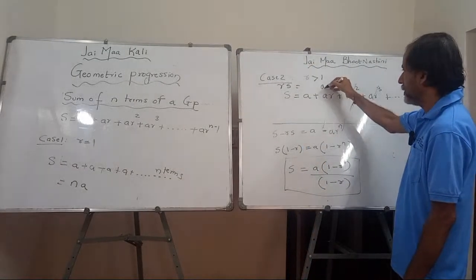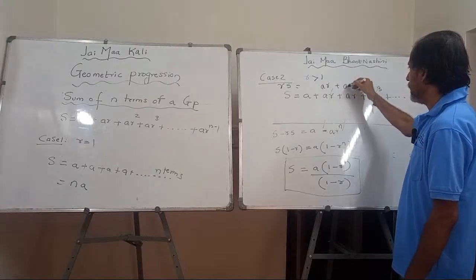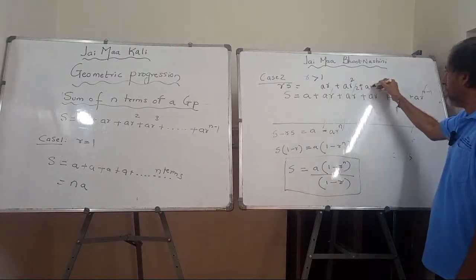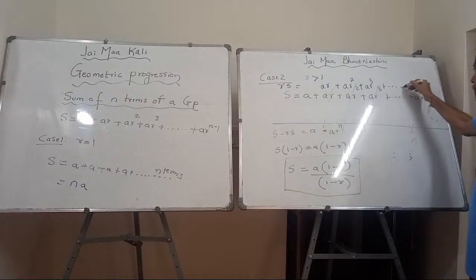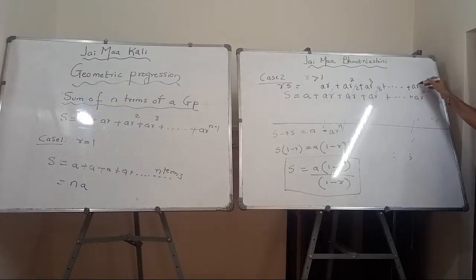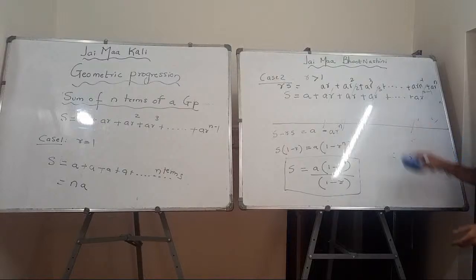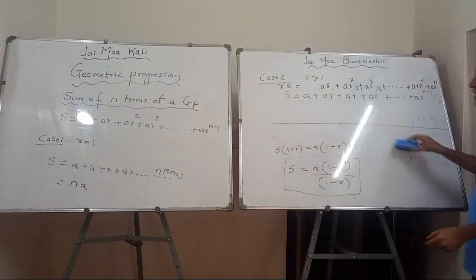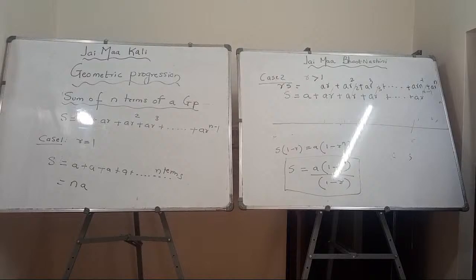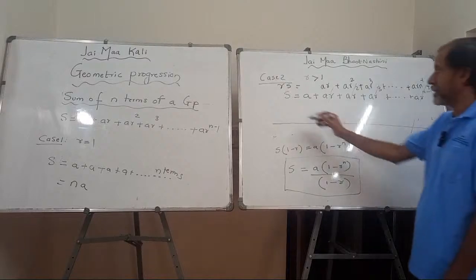So this is AR plus AR square plus AR cube plus up to AR n minus 1 plus AR n. Is it right? Same story. I'm just writing. I have not subtracted anything as of now. Yes? Okay. Now subtract.